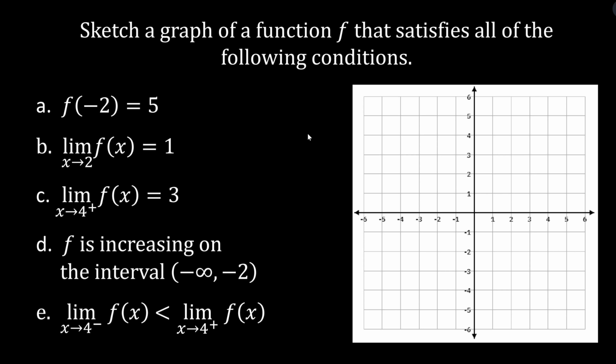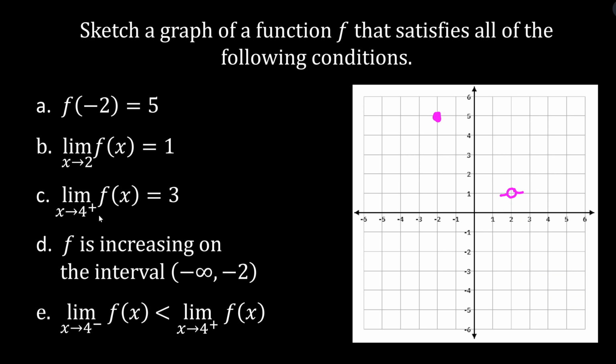f of -2 equals 5. That's a point. I can just go ahead and put it right there. There's a point at (-2, 5). All right, what about this? The limit as x approaches 2 of this function is 1. So as x approaches 2, that limit is 1. I'm going to keep it as an open hole for now and draw a little line on each side, which just tells me we're approaching from both sides and getting closer to 1.